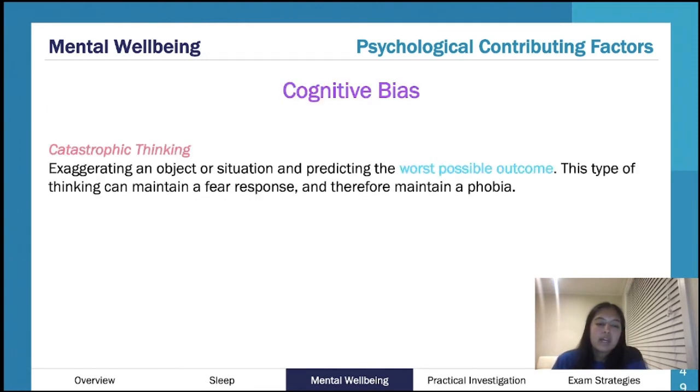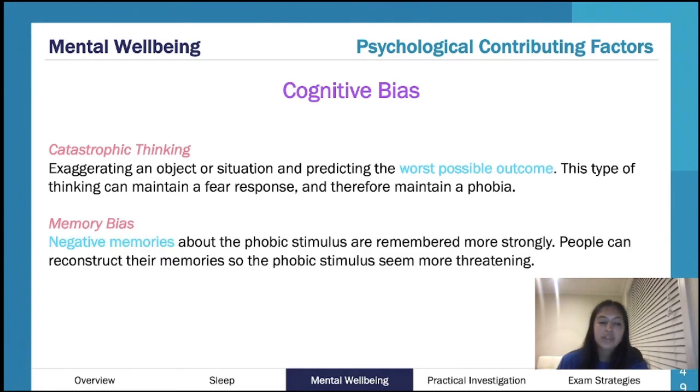Okay. So our other psychological contributing factors are our cognitive biases. So Vika wants you to think of two specific ones: catastrophic thinking and memory bias, very much in the name. With psych, this is a bit of a tip: 90% of things are really in the name. So if you try to understand what the name is actually saying, that can help you and save you time instead of rote learning things.